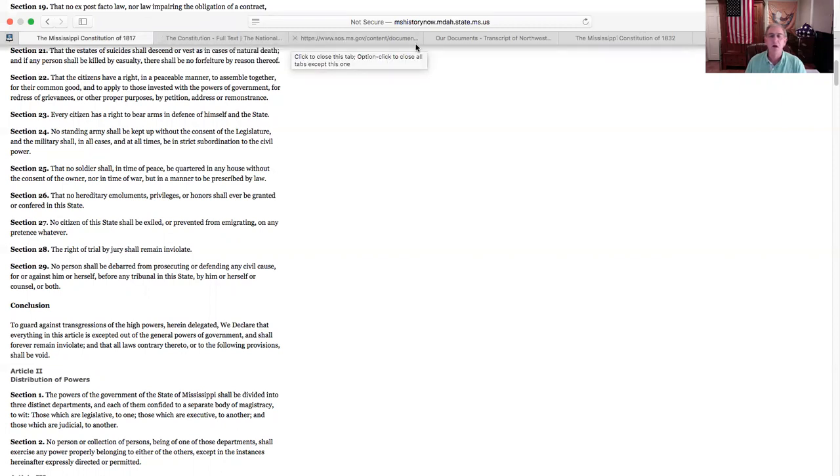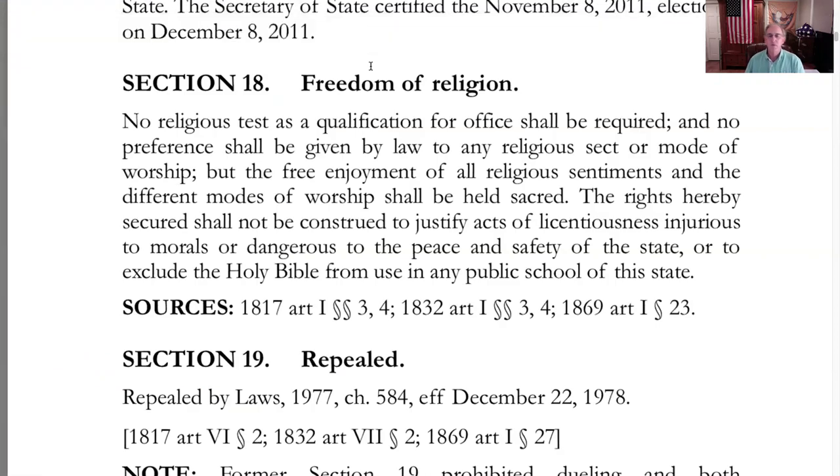So with that in mind, the people of Mississippi were very smart. They knew what was going on in America at that time after the Civil War.